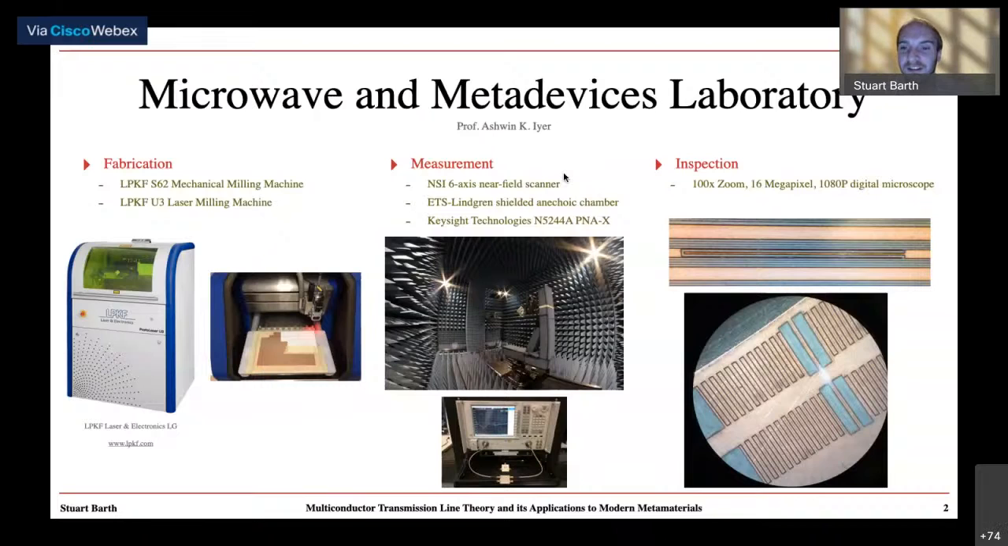On the inspection side, we are capable of doing our own PCB work. We have a digital microscope with 100 times magnification and 16 megapixels, just to be able to do some fine and very delicate rework on our PCBs when needed. So we are very privileged to have all this sophisticated equipment to be able to produce, design, and validate these metamaterials in-house. And we'll see some of that later on in the presentation.